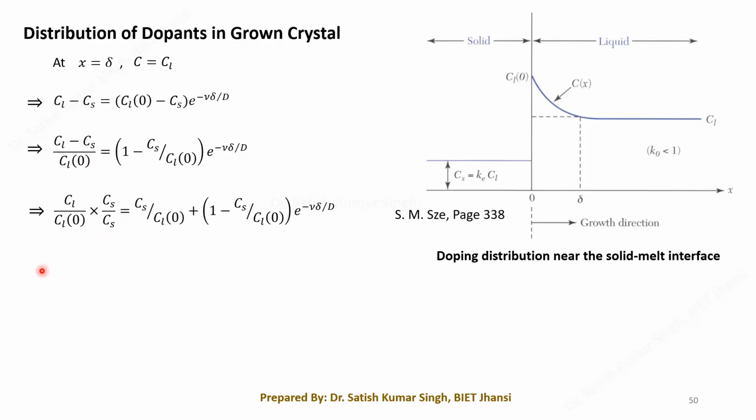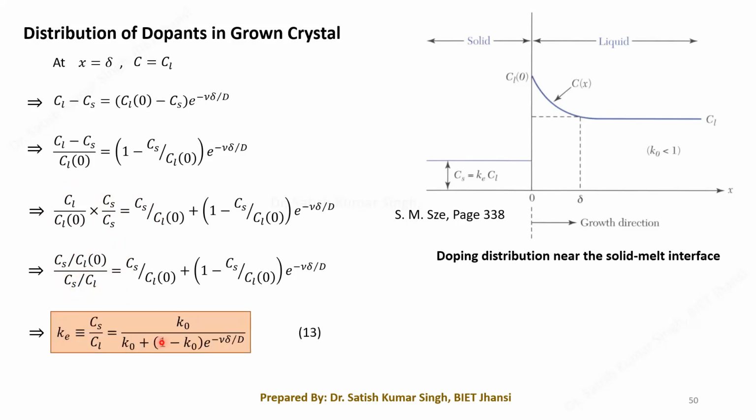If you do that, what we can write here is CS upon CL at the bottom, and this I can write as CS upon CL naught. Fine. So basically this can further be written as CS upon CL naught, CS upon CL. And this term is your K naught and this term is your KE, the effective segregation coefficient. So if you remodify, you will get this particular equation. This is one of the very basic and very important equations that we have arrived at.